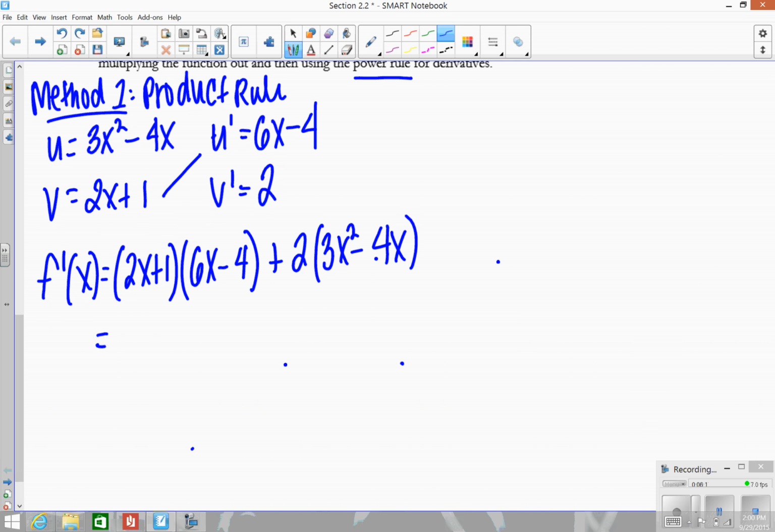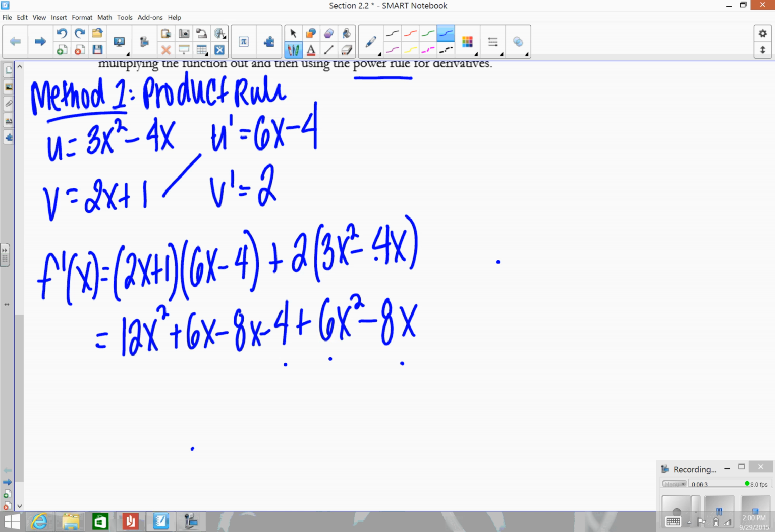But if I wanted to go through and simplify, I'd have to FOIL this stuff or multiply this stuff out. So I would get 12x squared plus 6x minus 8x minus 4 plus 6x squared minus 8x. Combine your like terms here, so I have 12x squared plus 6x squared is going to give me 18x squared. So those I combine. 6x minus 8x will be negative 2x, minus 8x will give me negative 10x. So those are gone, and then a minus 4. So this is the derivative.